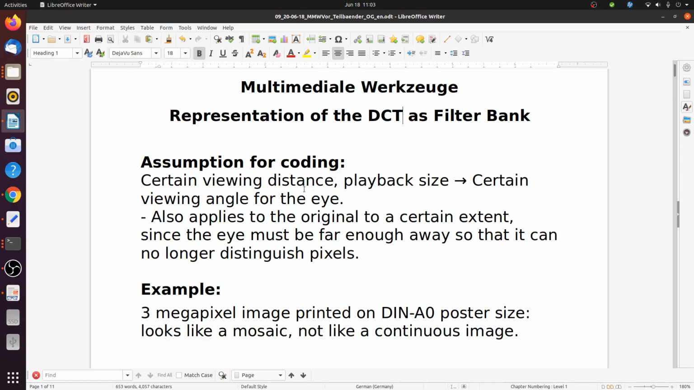So first, as I mentioned, for coding we need to make this assumption of having a certain viewing distance and a certain playback size of our image or video, which then results in a certain viewing angle for the eye. This also applies to the original image or video to a certain extent, since the eye must be far enough away so that it can no longer distinguish individual pixels.